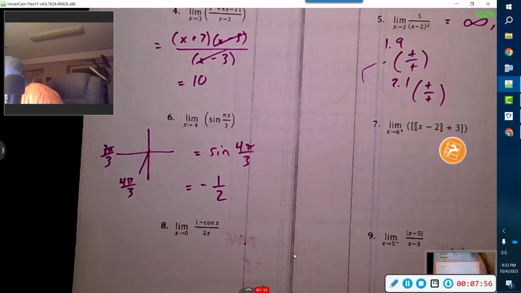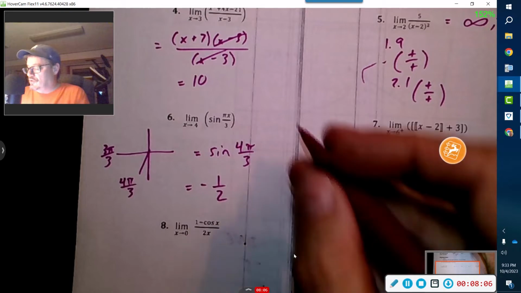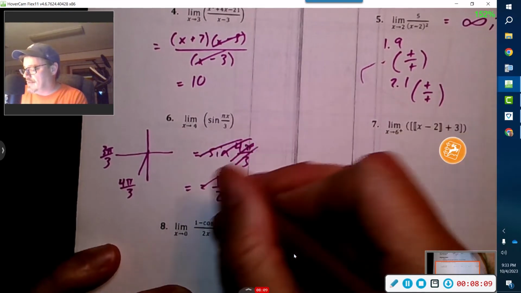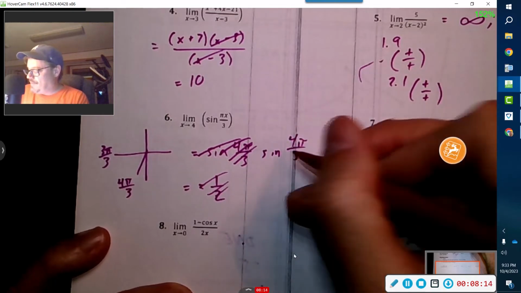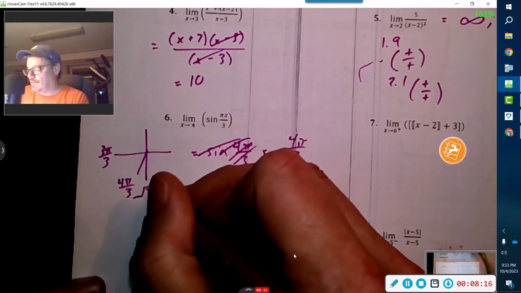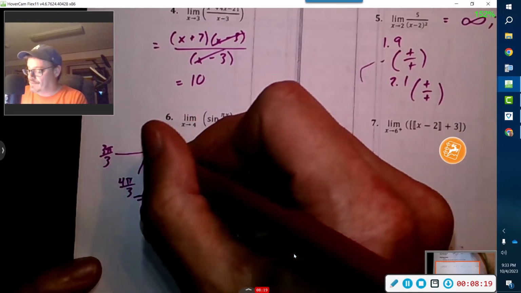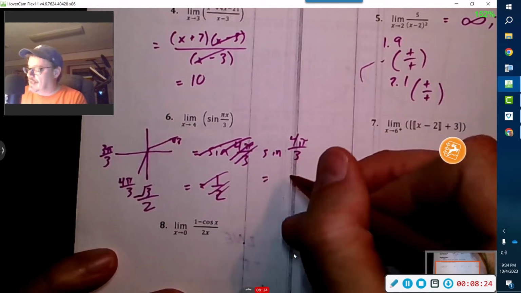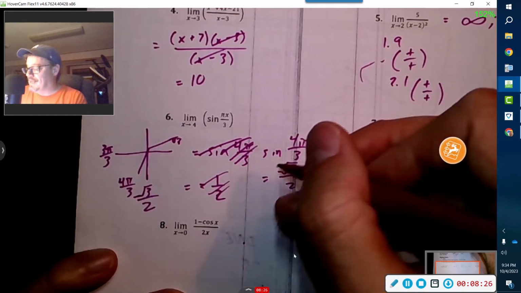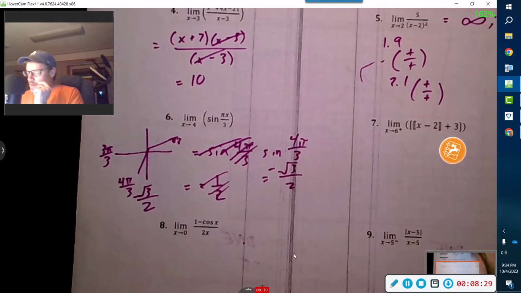Oh, is it? Oh no, it's not. Shoot. It's not 1/2. No, don't cross that out. Oh, I'm getting tired. Okay, 4 pi over 3. No, this is the radical 3 over 2. My bad. I was doing radical 3 and then it swaps once it gets to the pi over 3. So this is radical 3 over 2, but it would be negative. So that's the answer: negative radical 3 over 2.